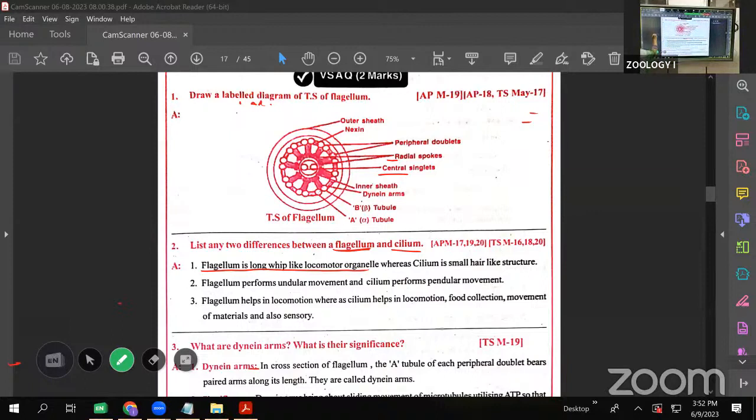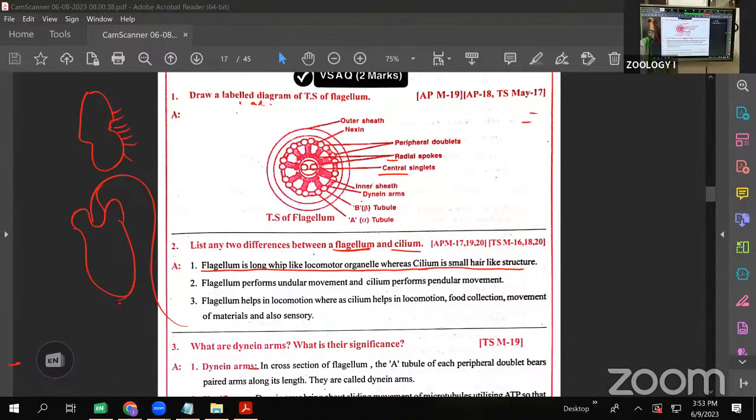For example, this one is a euglena. Euglena has a long whip-like structure present. This we call a flagellum. It is a long whip-like organelle, whereas the cilium is a small hair-like structure. Paramecium has, I'm drawing a rough diagram, small hair-like structures like this. Flagella are long whip-like structures. Cilia are small hair-like structures.